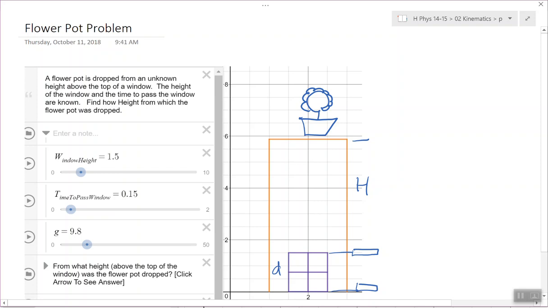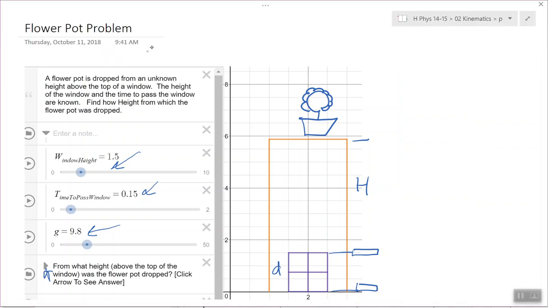Now, after I show this to you, there's going to be a Desmos here where you can vary the height of the window and the time to pass the window. And even if you want to put it on a different planet, you can change g and click on this arrow and it will give you the answer. But let's go through this.